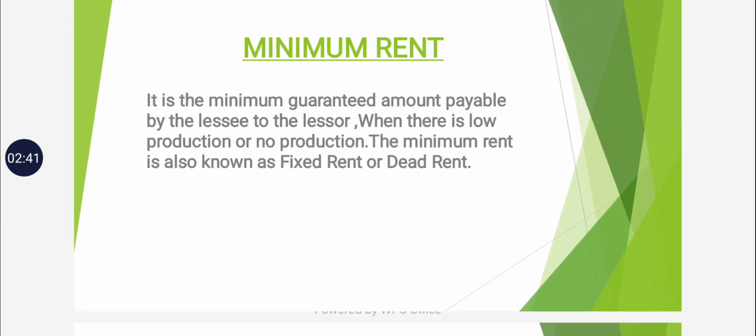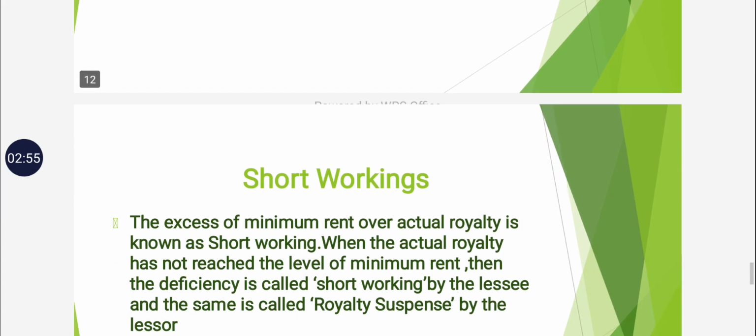Now let's see what the technical terms with regard to royalty are. First of all is minimum rent. This is the minimum guaranteed amount payable by the lessee to the lessor when there is low production or no production. That is why the minimum rent is also known as fixed rent or dead rent.